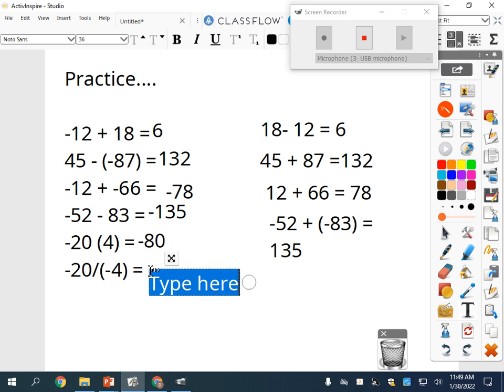Okay, this one right here, 20 divided by 4 is 5, and a negative divided by a negative is a positive 5. Okay, so here's some examples. Hopefully you guys did well on them.